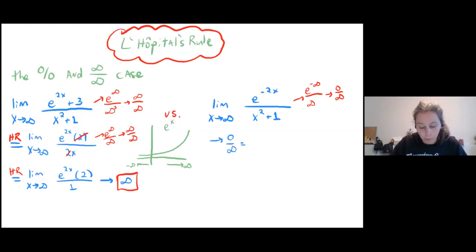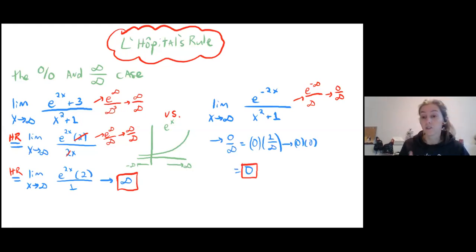And in case we don't remember what that means, this is the same thing as 0 times 1 over infinity. Well, 1 over infinity, that bottom's getting really, really, really big, so the whole thing's getting really, really, really small. So this is 0 times 0, which is just 0. So my final answer here is just 0, and we didn't have to use L'Hopital's rule at all. So here, no L'Hopital's rule was necessary.